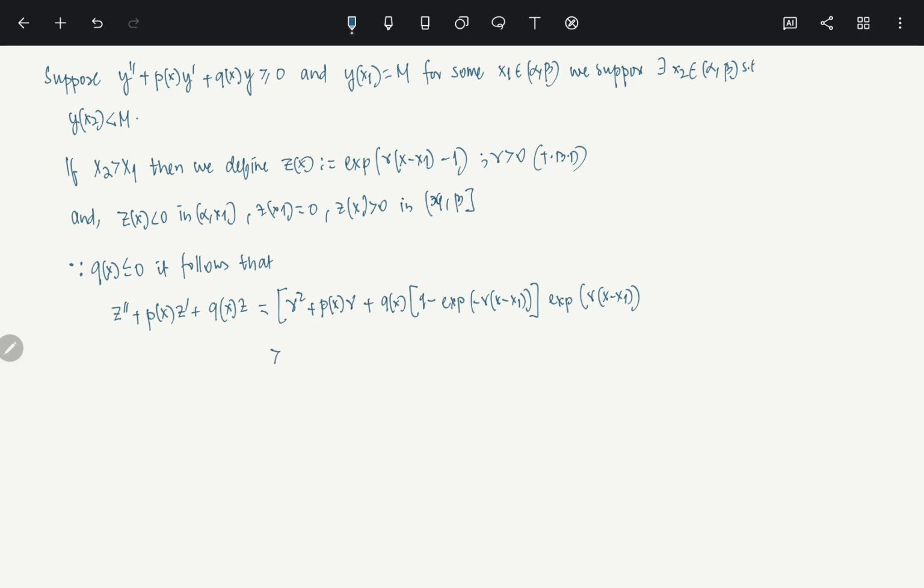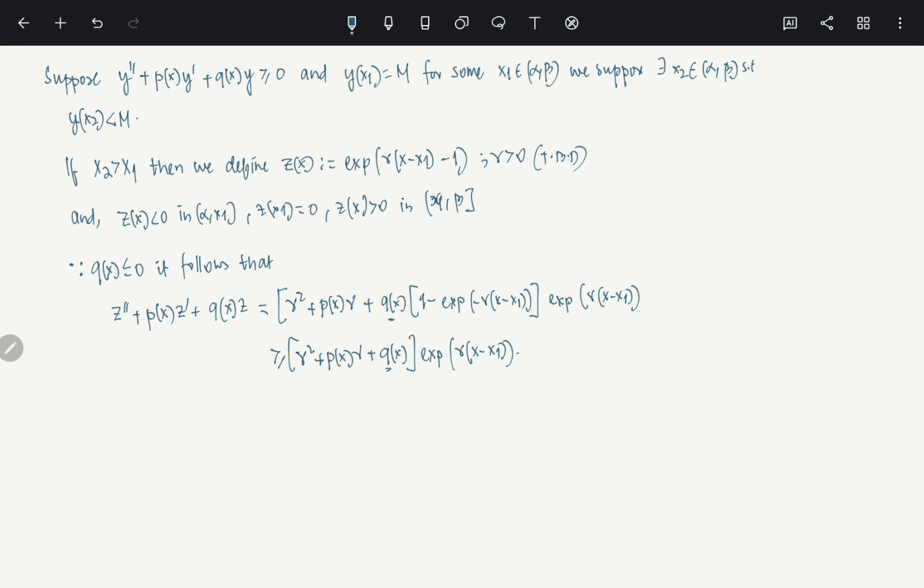Now this is always dominated by gamma square plus p of x times gamma plus q of x, times exponential of gamma (x minus x1). Is it okay? We can always do this, right? Since 1 minus exponential is bounded, we can show that this is always dominated by this, so this q can be replaced by this.